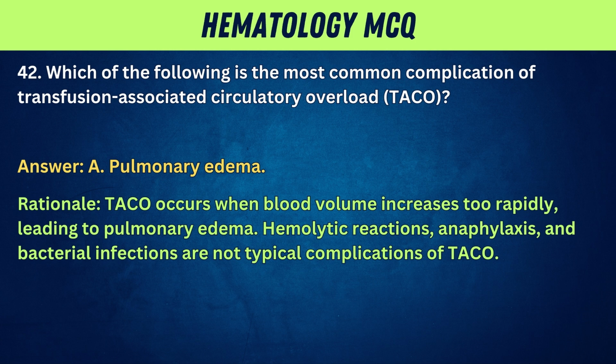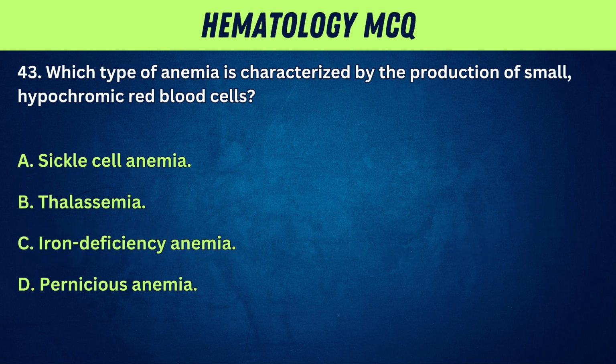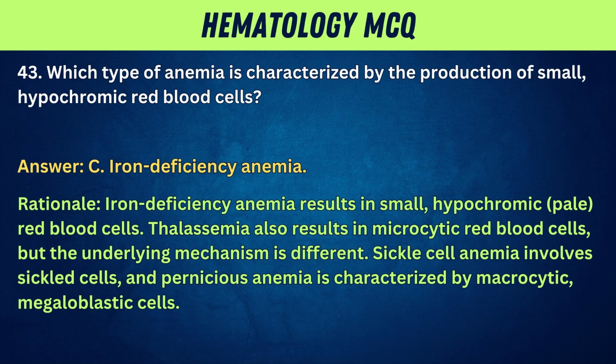Hemolytic reactions, anaphylaxis, and bacterial infections are not typical complications of TACO. 43. Which type of anemia is characterized by the production of small, hypochromic red blood cells? A. Sickle cell anemia. B. Thalassemia. C. Iron deficiency anemia. D. Pernicious anemia. Answer: C. Iron deficiency anemia.